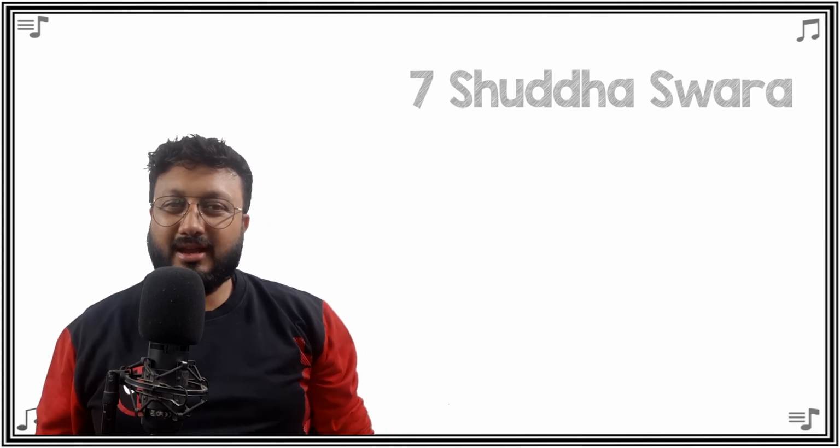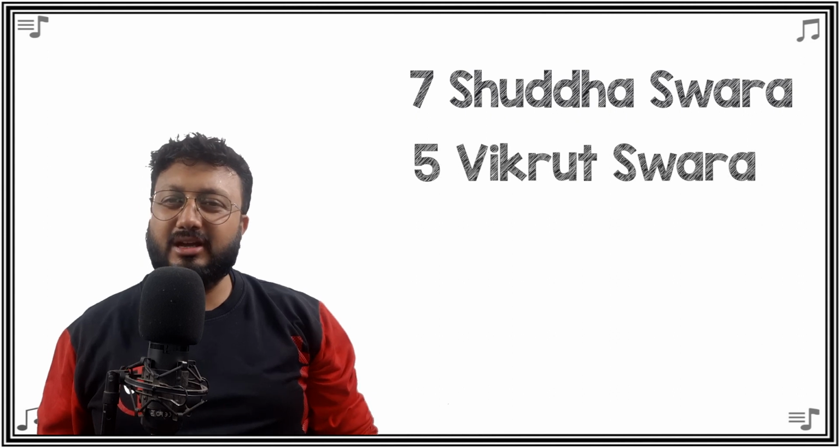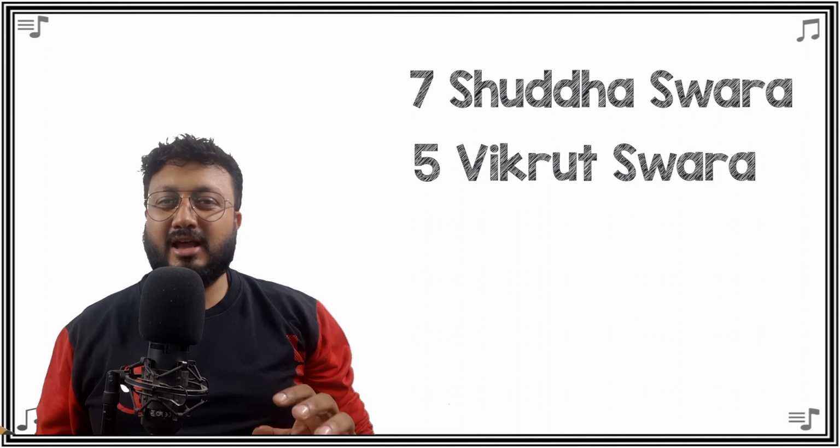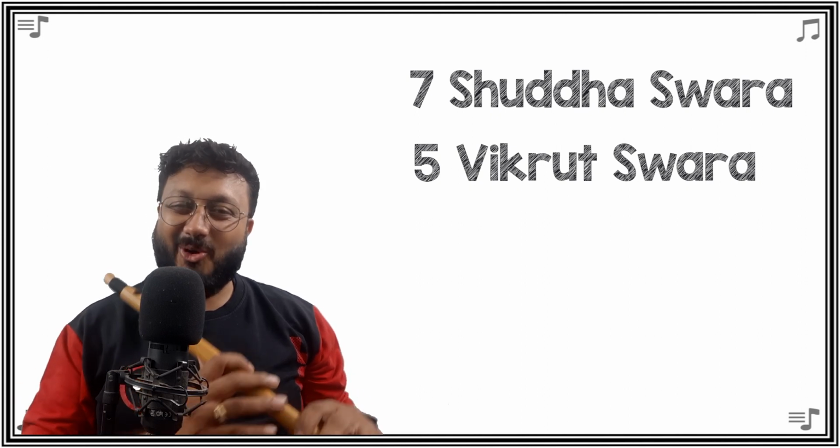See the difference? Hence you can say that there are 7 Shuddha Swara and 5 Vikrut Swara, making a total of 12 Swara. And this is how they sound when they are played in order.